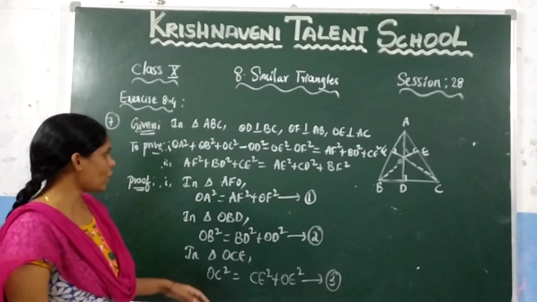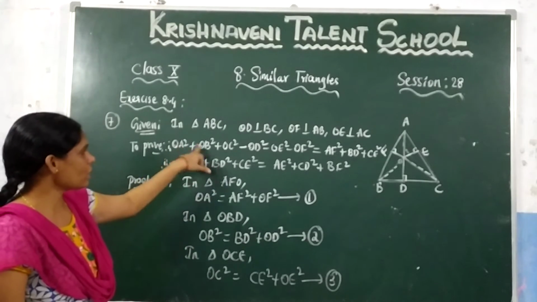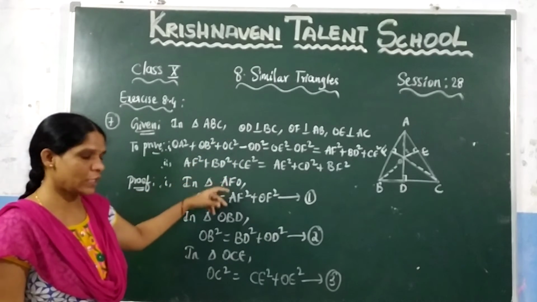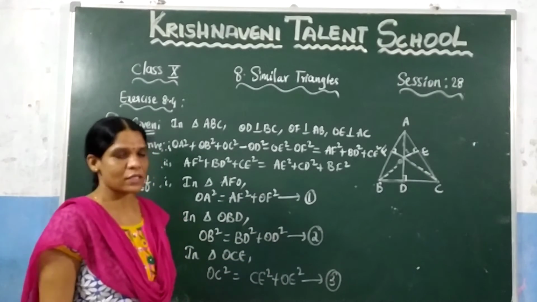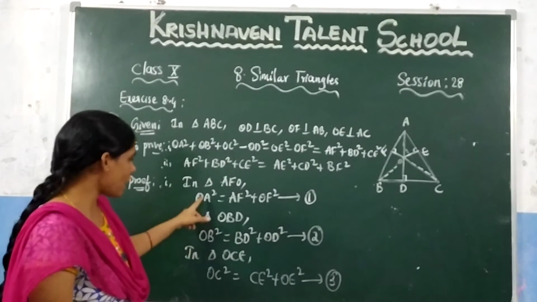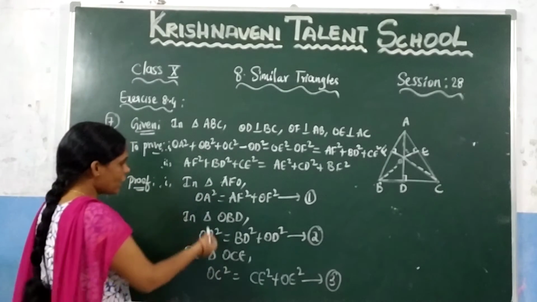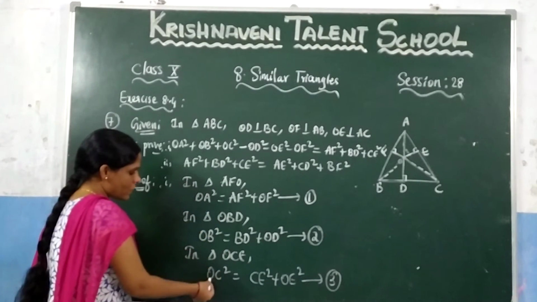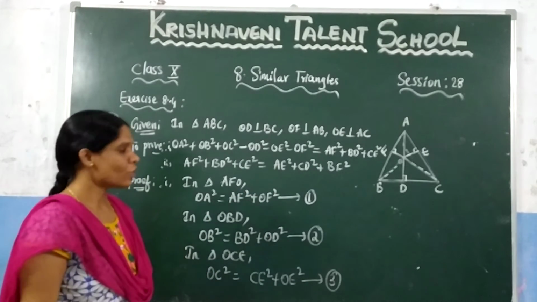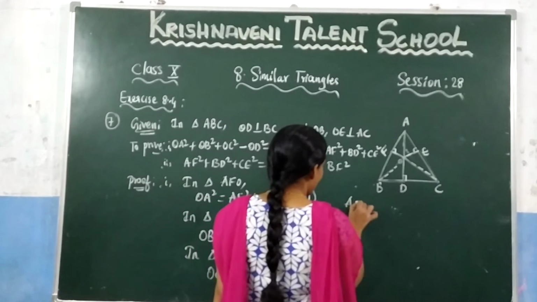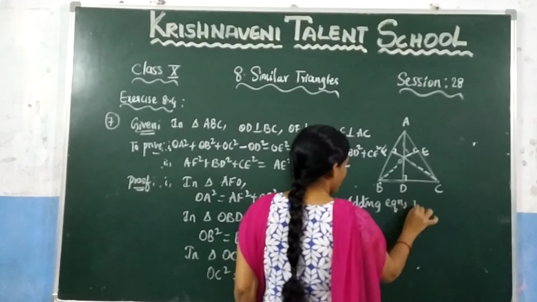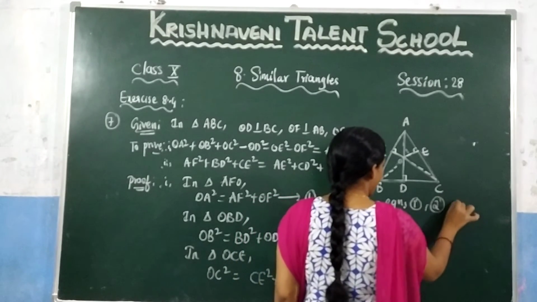Now let us see here what is there. Here OA square plus OB square plus OC square is there. So what should we need to do? These three equations, such that you will get OA square plus OB square plus OC square. You need to add these three, right? So let us add it here. Adding equations 1, 2 and 3.